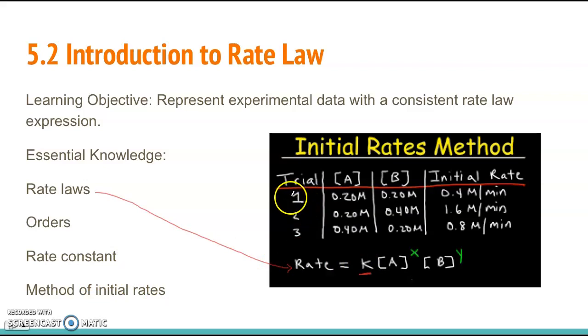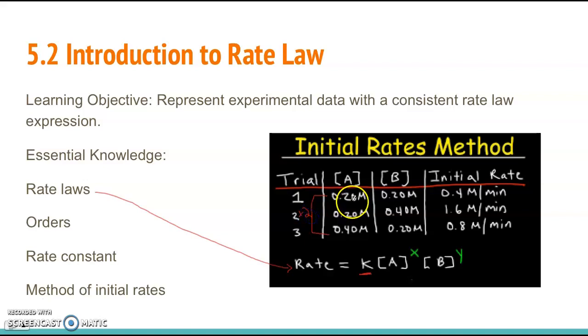When we do this, you look at different trials, and we try to figure out the order of each reactant. So to determine the order for A, we want to pick 2 trials where only A is changing. So we'd want to pick trial 1 and 3 because the concentration of B is staying at 0.20. So then you look and see, well, by what factor does A change? In this case, it doubles.